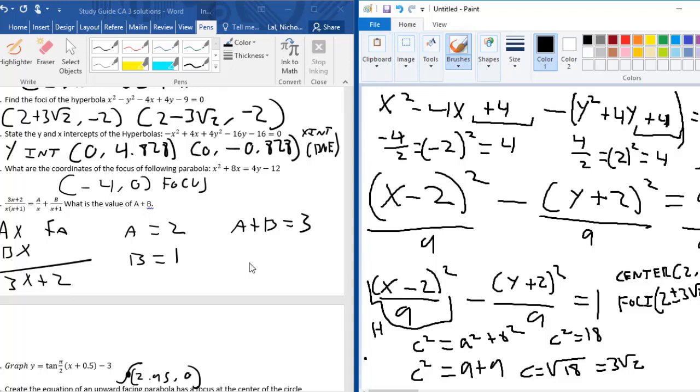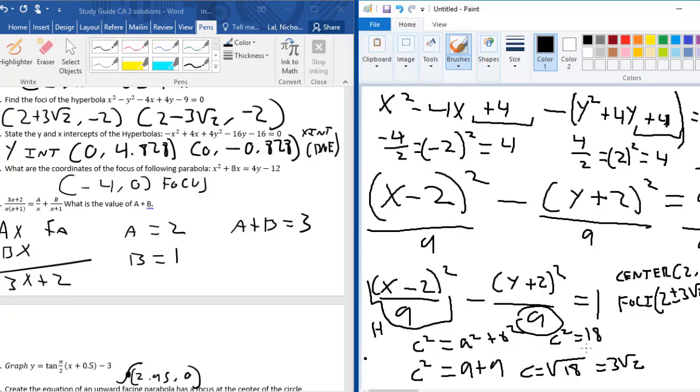So, let's break this down from finding c. A squared is 9. It's the term under the positive term in the hyperbola. B squared is 9. It's the term under the negative term in the hyperbola. C squared is a squared plus b squared. So c squared is 9 plus 9, which is 18. C is the square root of 18, which simplifies to 3 root 2.